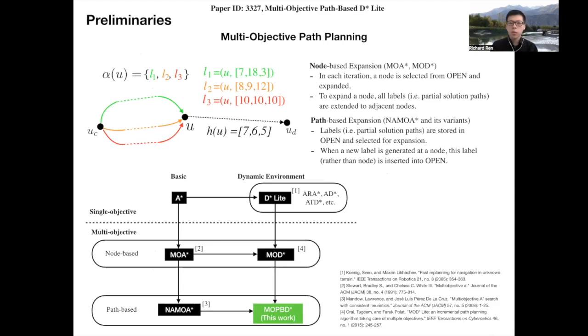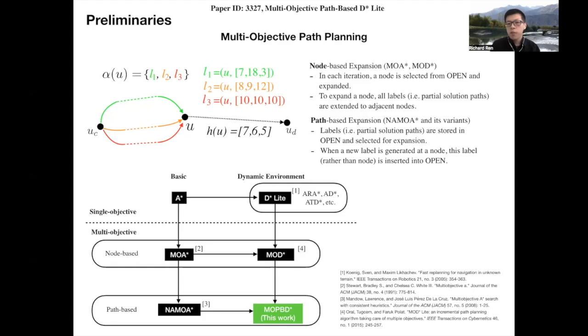In multi-objective path planning, in general, between any pair of nodes, there are multiple non-dominated, or say Pareto optimal, partial solution paths. In the literature, there are mainly two classes of algorithms, node-based and path-based. For node-based approach, in each search iteration, they will select a node from the open list and expand it. By expanding a node, all of the partial solution paths at that node will be extended to adjacent nodes.